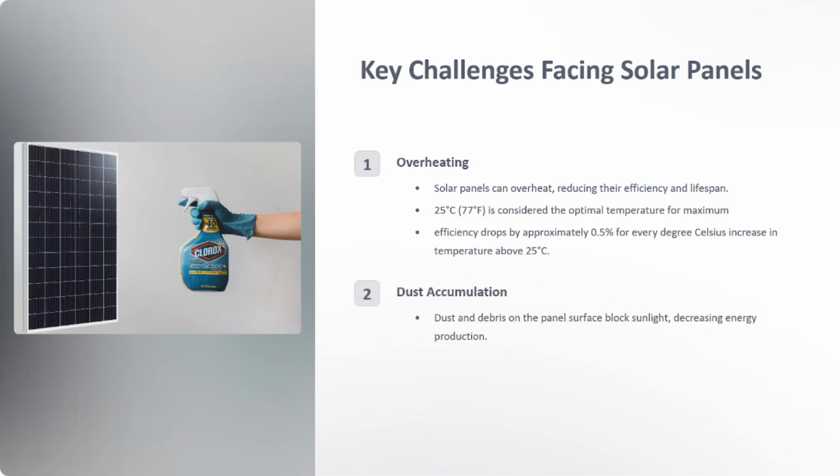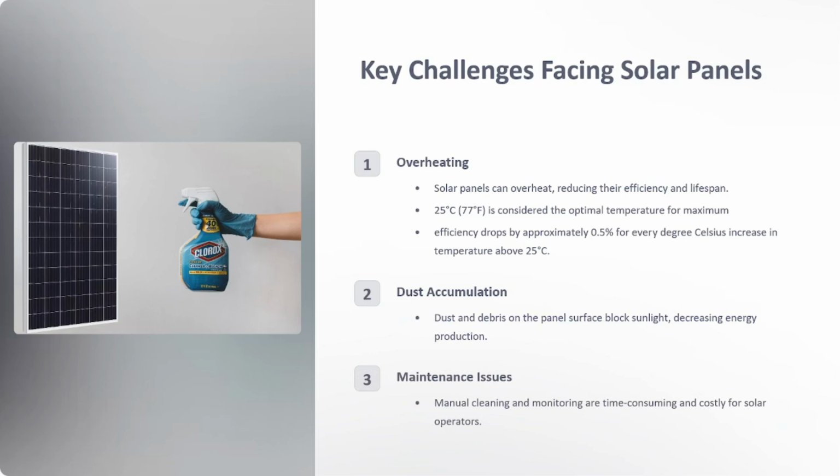and the other issue is dust accumulation. If you have seen some solar panels with dust, the dust and debris on the panel's surface block the sunlight. In that sense, the solar panel decreases its energy production because of the dust, right?